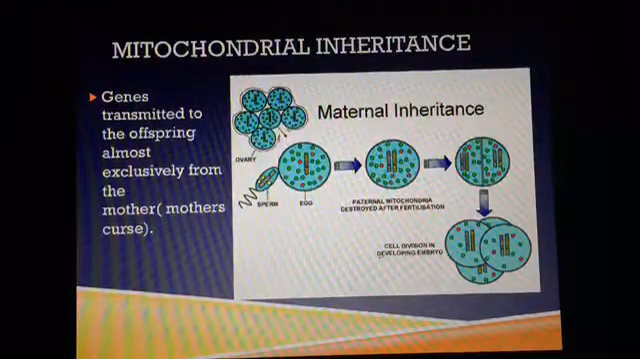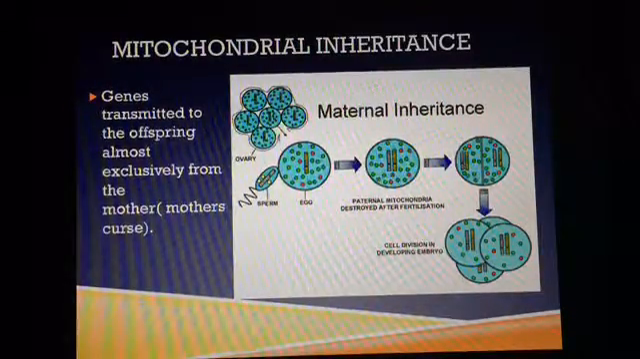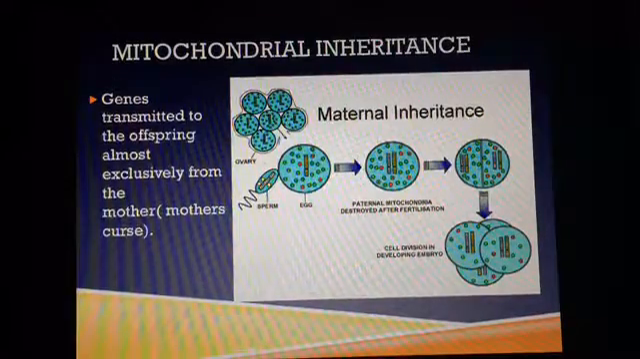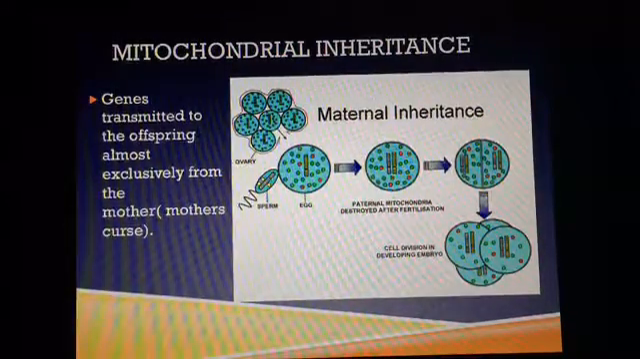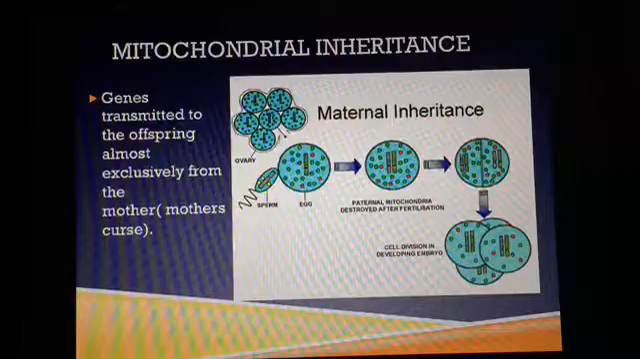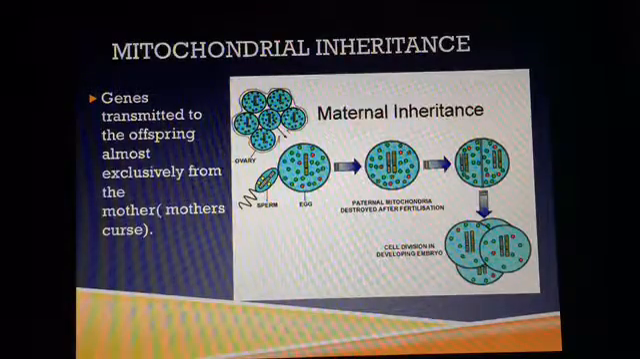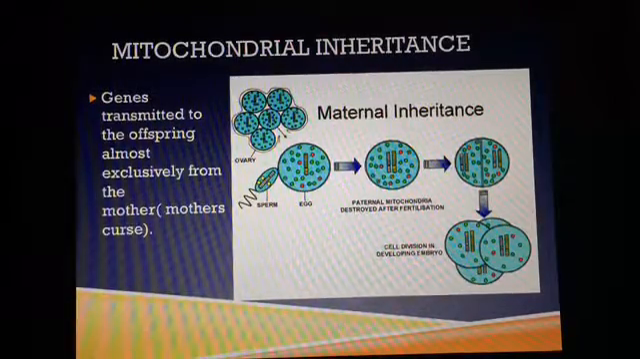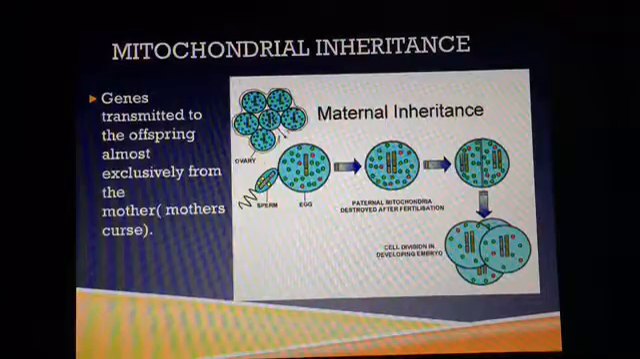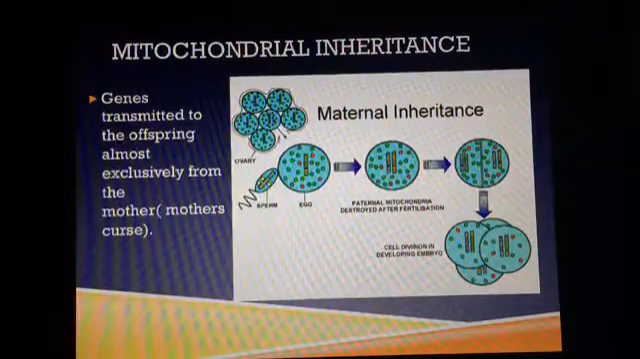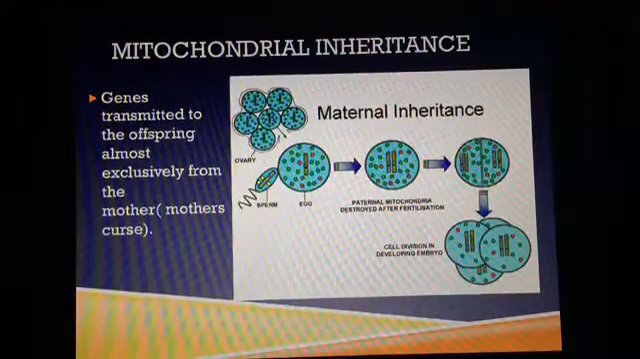Not all the genes are in the cell's nucleus. 37 genes are in the mitochondria. Mitochondrial genes are transmitted to the offspring almost exclusively by the mother. There are some disorders, although rare, that are linked to errors in the mitochondrial genes. Degenerative muscle disorders or neurological problems have been associated with this issue.